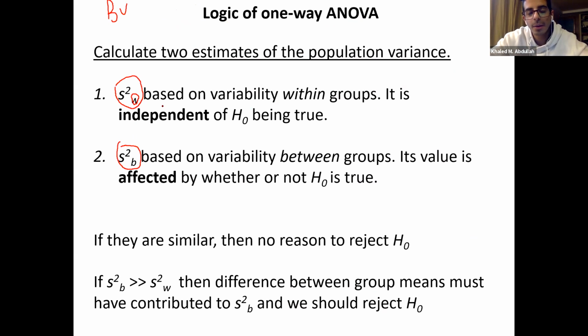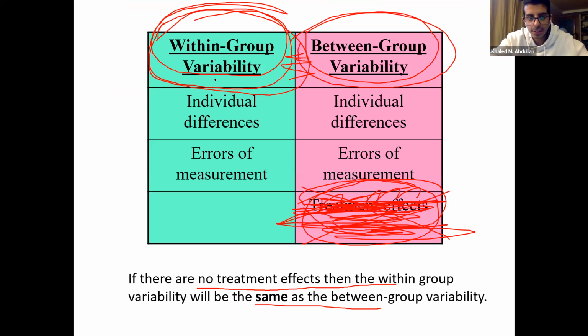Now, the within the group variance, it doesn't matter if the treatment works or the treatment doesn't work. So it is independent of H0 being true, which makes sense. Notice this and this. People can be different. If the treatment doesn't work, people will still be different. So they will still be within the group variance. It will still be the same number, even if the treatment works or doesn't work, because people are just different. It has nothing to do with the medication or treatment or intervention or whatever.